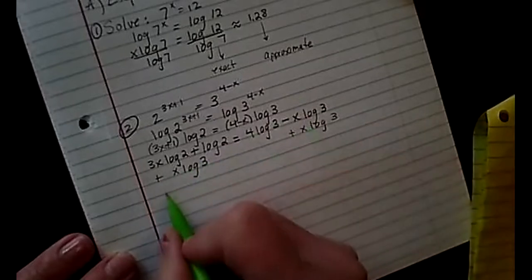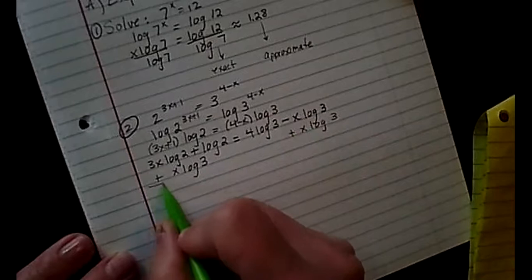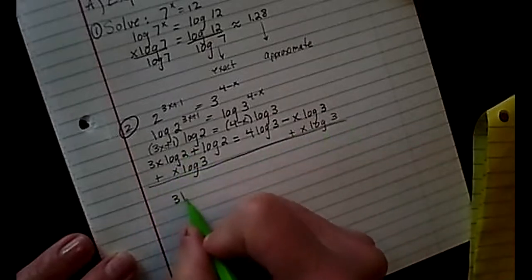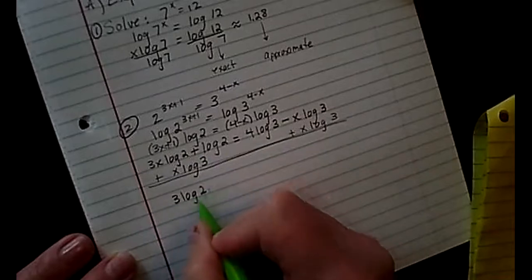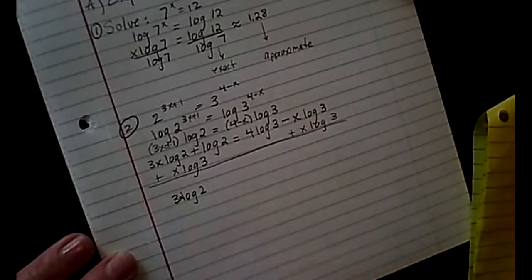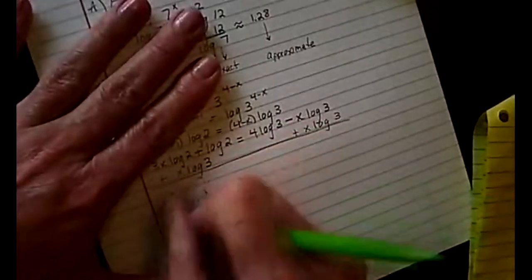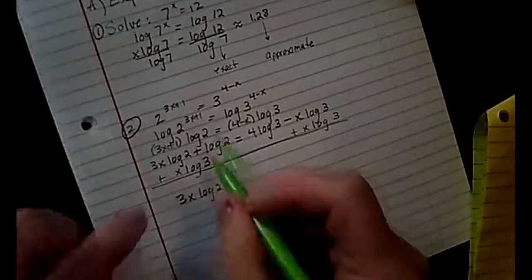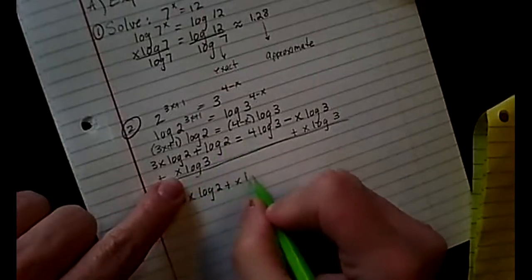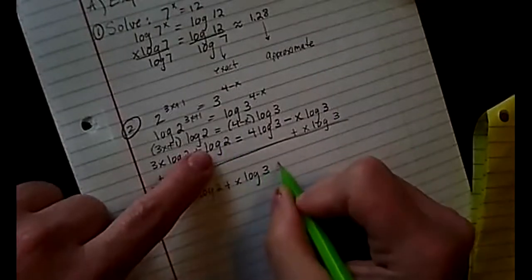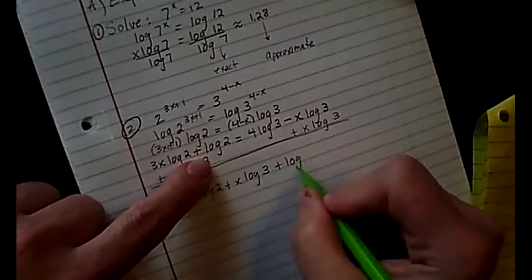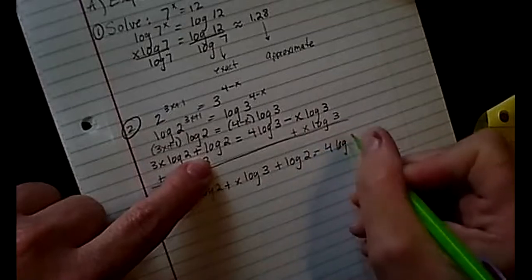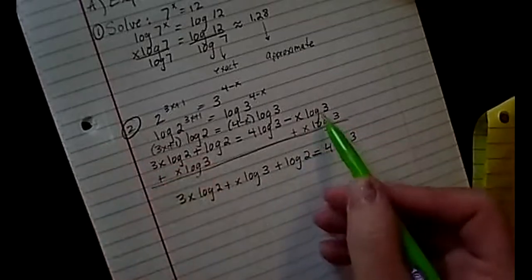Okay, so I'm going to do this in 2 steps. I might later do this in 1 step, but here we're going to have 3x log 2. I better rewrite that. Okay, all right, so we have 3x log 2 plus x log 3. Still have this log 2 here, equals 4 log 3. All I did was eliminate this, so I had to add it to both sides.